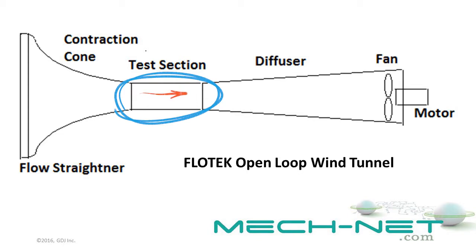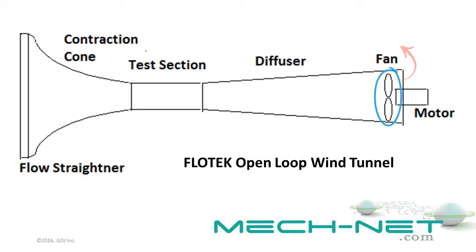Test section. The area where the models are mounted. This part of the wind tunnel will have the highest air velocity. The walls of the test section are usually clear to allow flow observation studies of the model being tested. The diffuser allows the speed of the air from the test section to decrease before re-entering the room. The fan generates the airflow which passes through the wind tunnel. The fan is driven by an electric motor and placed at the end of the return section.